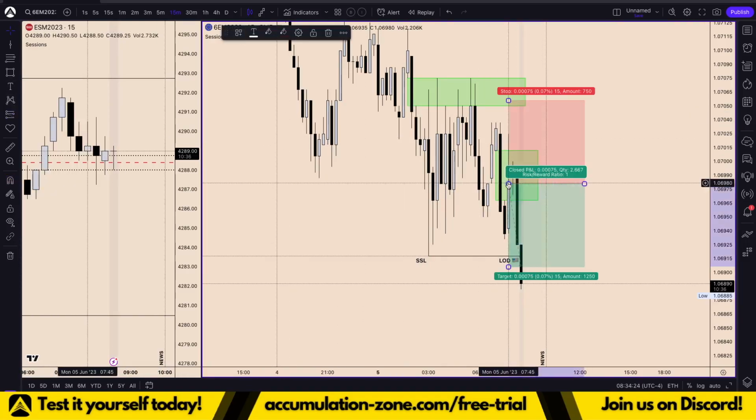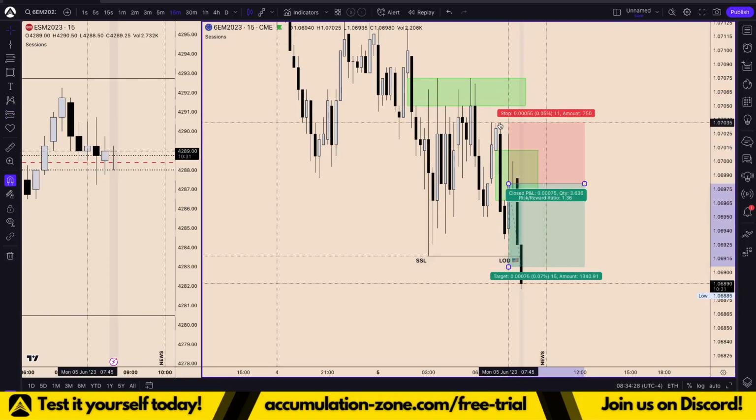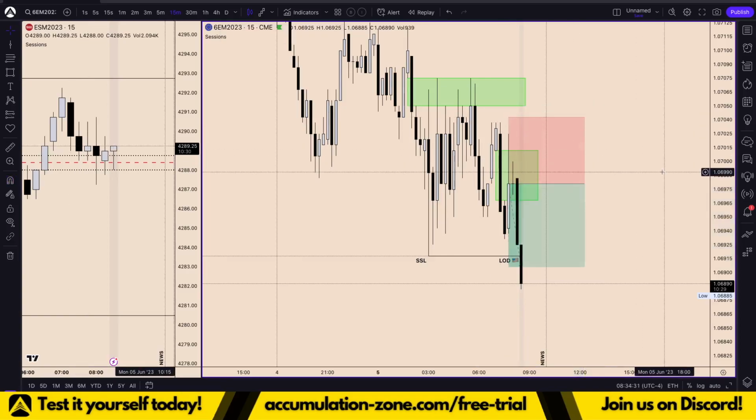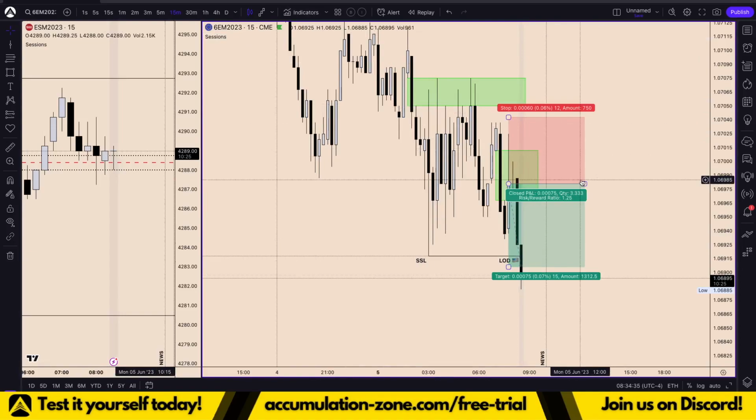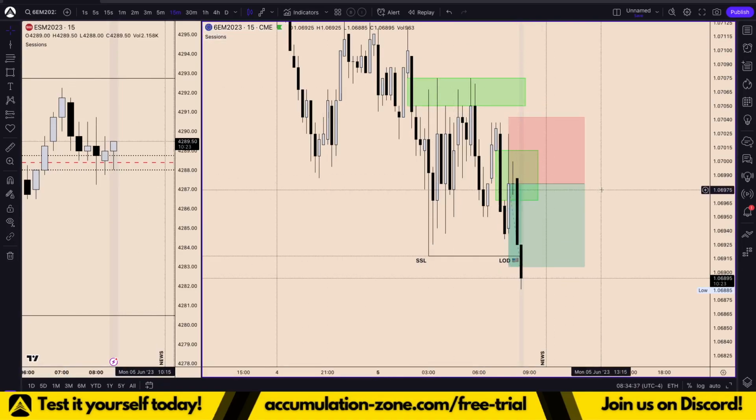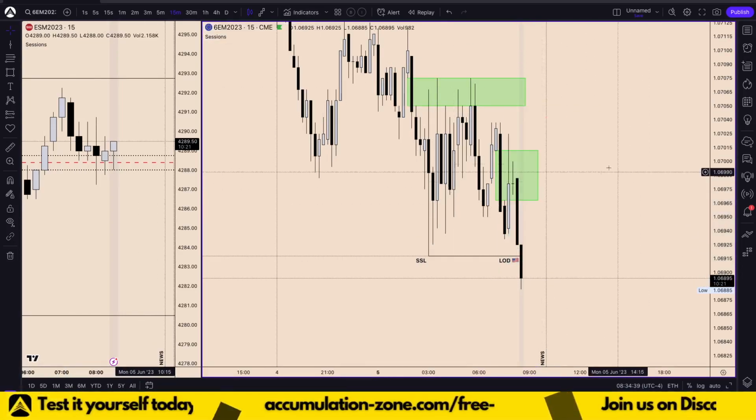It would have been pretty simple to place your entry right at the close of the candle. Stop loss one tick above right here, but you can see that's only a 1.5 risk to reward, so you might want to break it down on a lower time frame for a better risk to reward ratio.